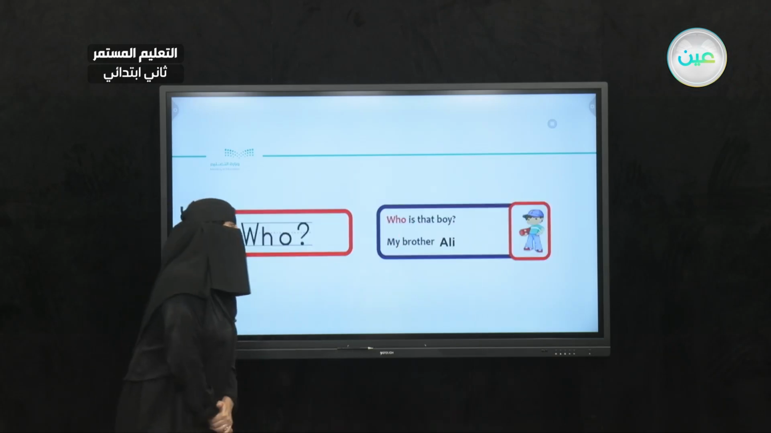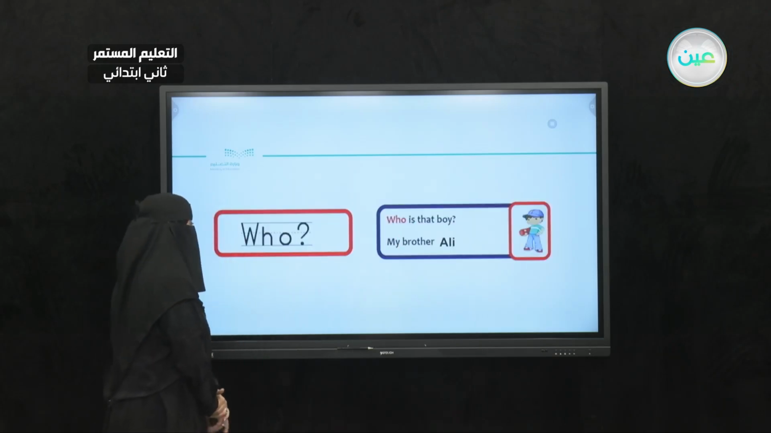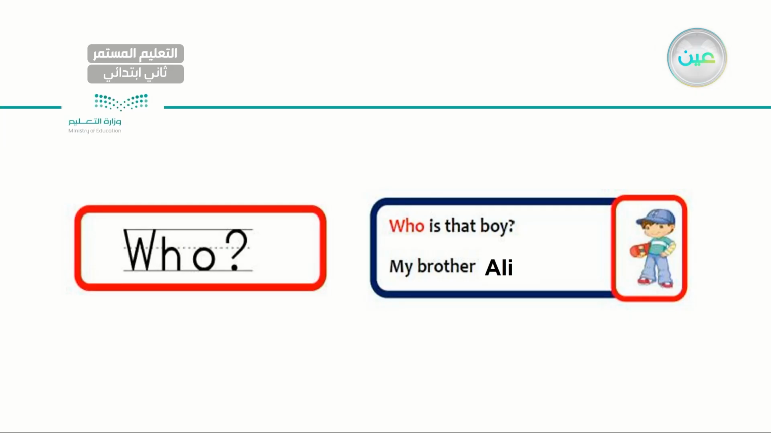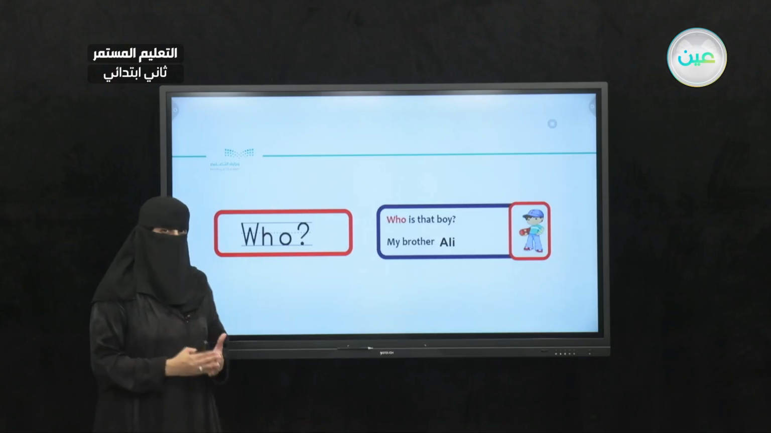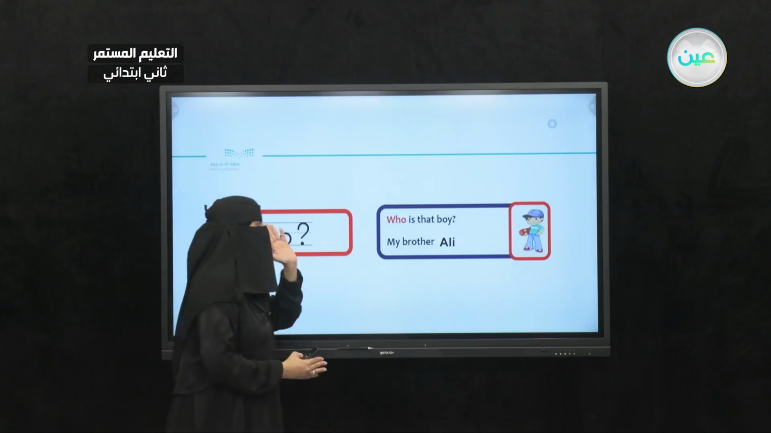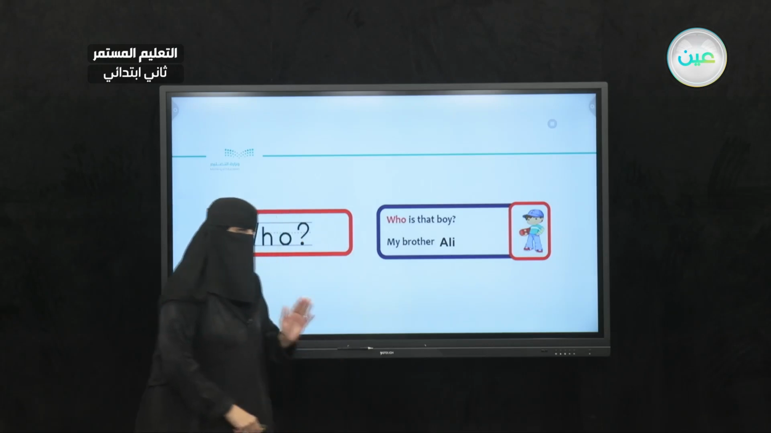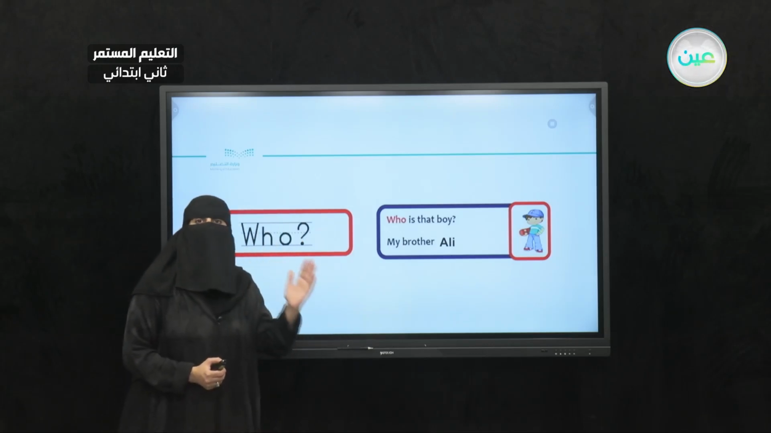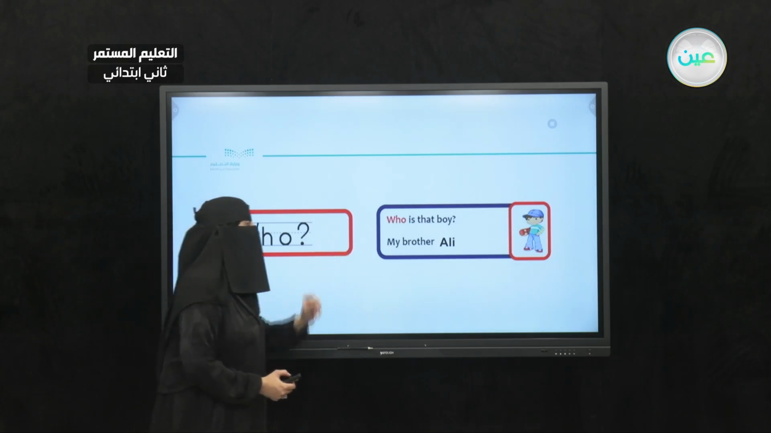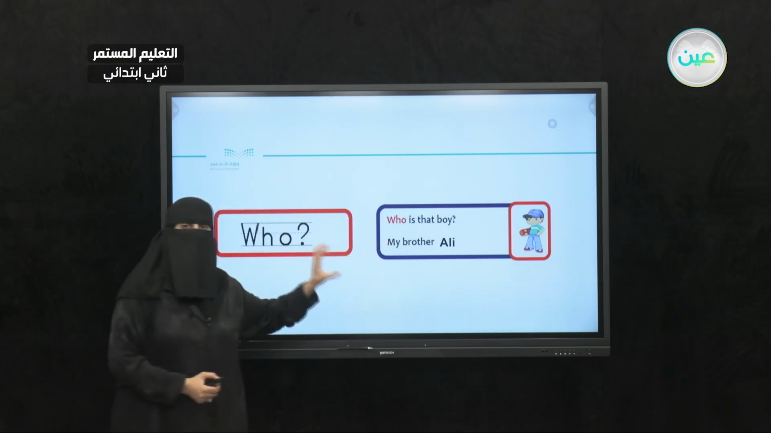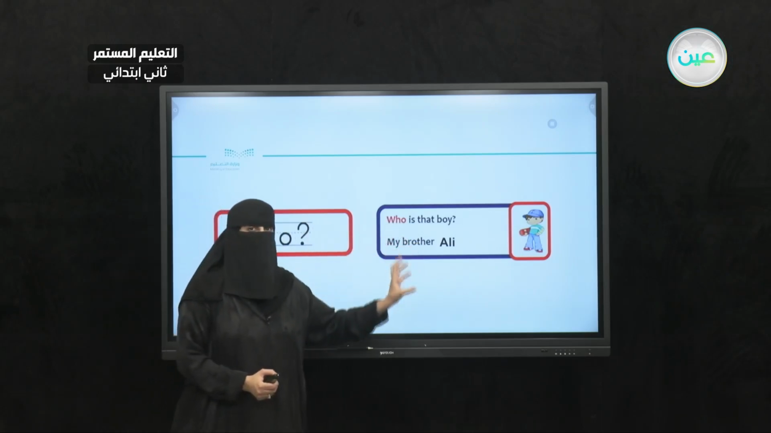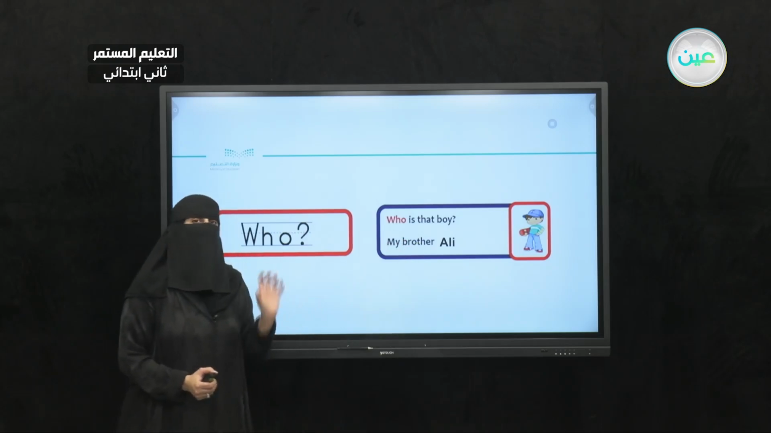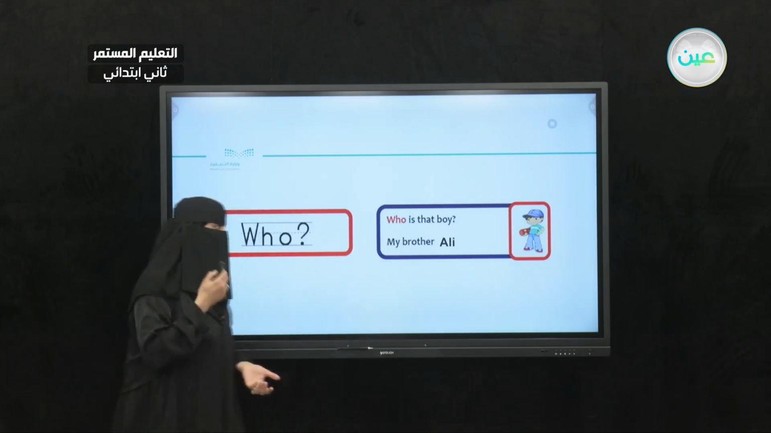So let's start with the first one. Here I have the WH word who. So if I use who, then I need to know a name of a person. Okay, who is that boy? Who is your role model? Who is your friend? My brother Ali. So here, this is the answer that I'm looking for. Who is that boy? My brother Ali.